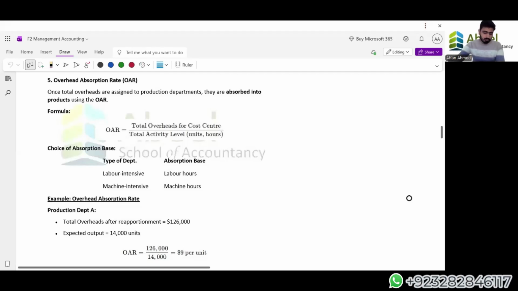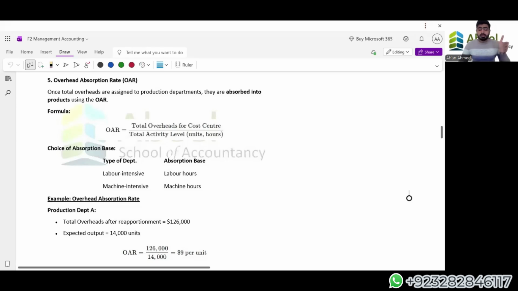Today we are going to begin with our overhead absorption rate, that is also known as OAR. What is OAR? OAR is basically the rate at which you are recording or absorbing your overhead per unit or per activity level. Now, OAR basically gives us a basis on which we are allocating a cost per unit.